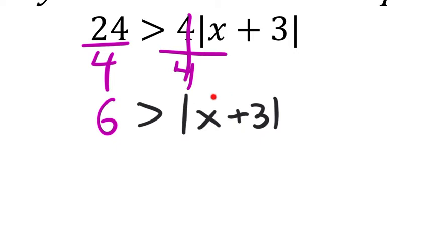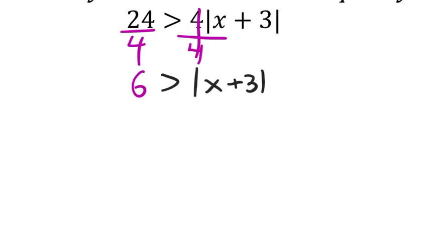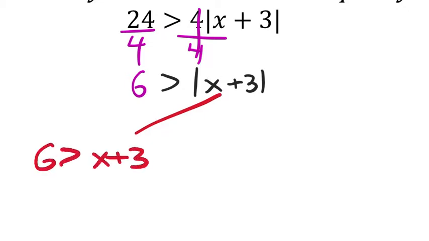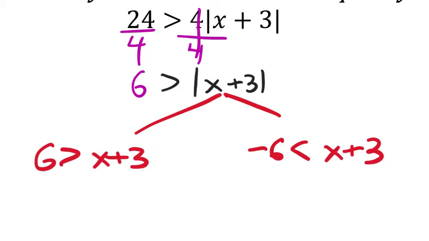Now, this is the first time that we've seen an absolute value on the right side. It doesn't matter which side it's on, by the way. You can still split it up, which I'm going to do. So I'll say 6 is greater than x plus 3. That would be a true statement. But also over here, I can compare negative 6 with x plus 3. I just have to flip that inequality, okay? So now it's negative 6 is less than x plus 3.